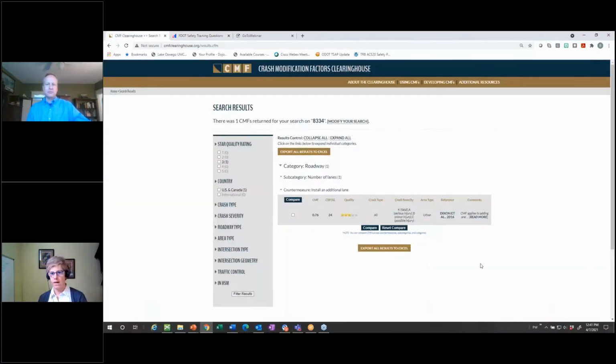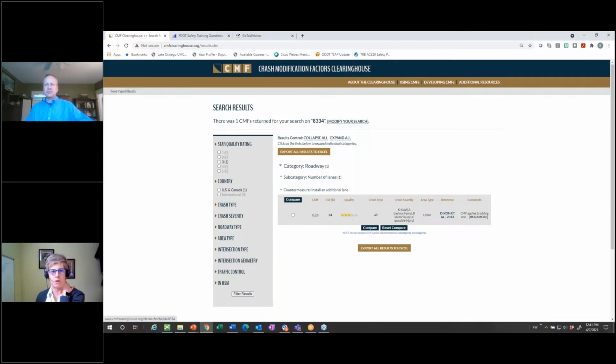So I looked up a CMF in the clearinghouse. This happens to be about reallocating roadway cross section on a freeway to squeeze in a new lane. And when you look at it on the surface, you're like, wow, that's a really good CMF. It's 3 stars, all crash types, and the crash severities it addresses. So this is the kind of information you get.